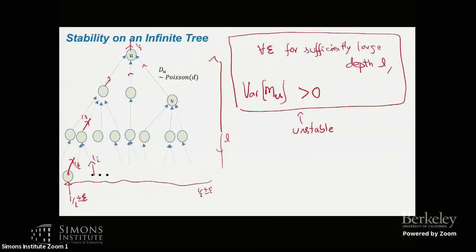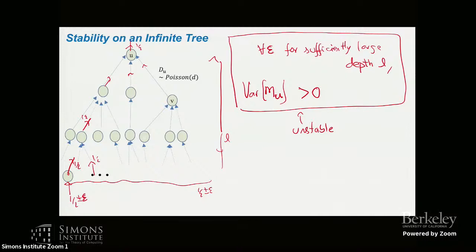Why variance? Because I defined it so that it's a random perturbation at the leaves, and you're asking what happens at the root. So that's what stability on an infinite tree is. Again, the key point here is that by saying something about an infinite tree, there is no n here.